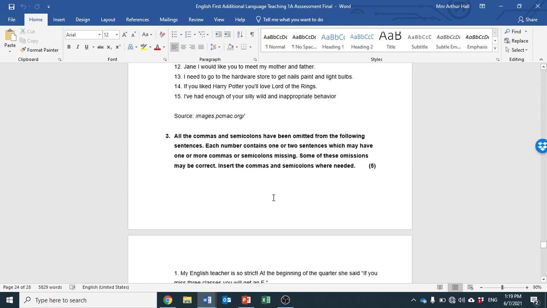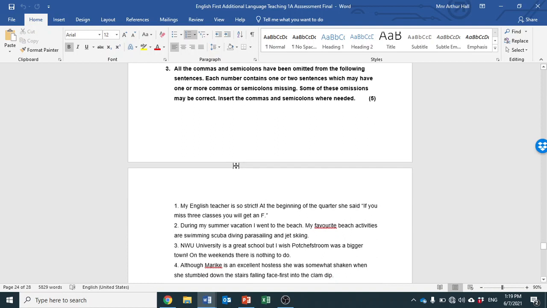So in this case, you're going to use your semicolons to separate independent clauses, and your commas to separate clauses from phrases, because phrases are usually the part where extra information is given. Number 1, my English teacher is so strict! At the beginning of the quarter, she said, if you miss 3 classes, you'll get an F.